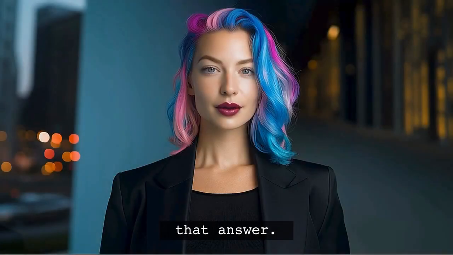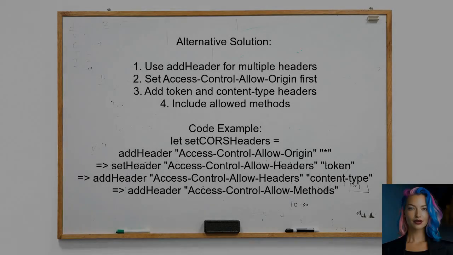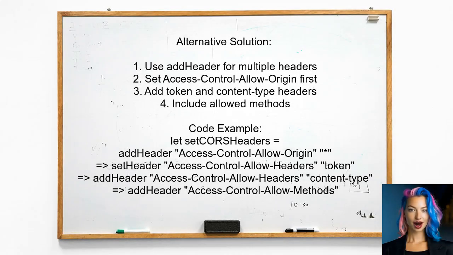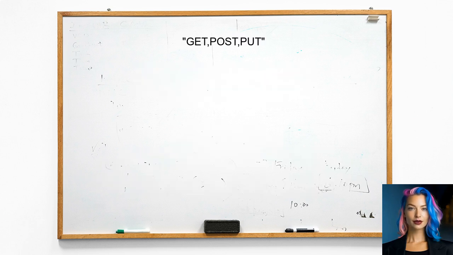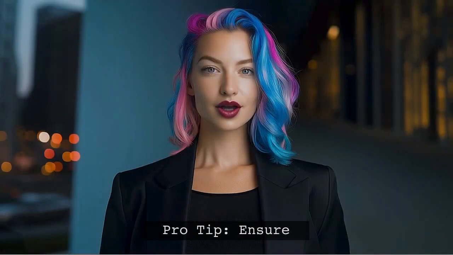That wraps up that answer. Let's move on to another one. Another user faced a similar CORS issue and found a solution while using an older version of Suave. They suggest using the add header function to include multiple headers without overwriting them. Their approach sets the access control allow origin header first, then adds the token and content type headers, along with allowed methods. Here's the pro tip.